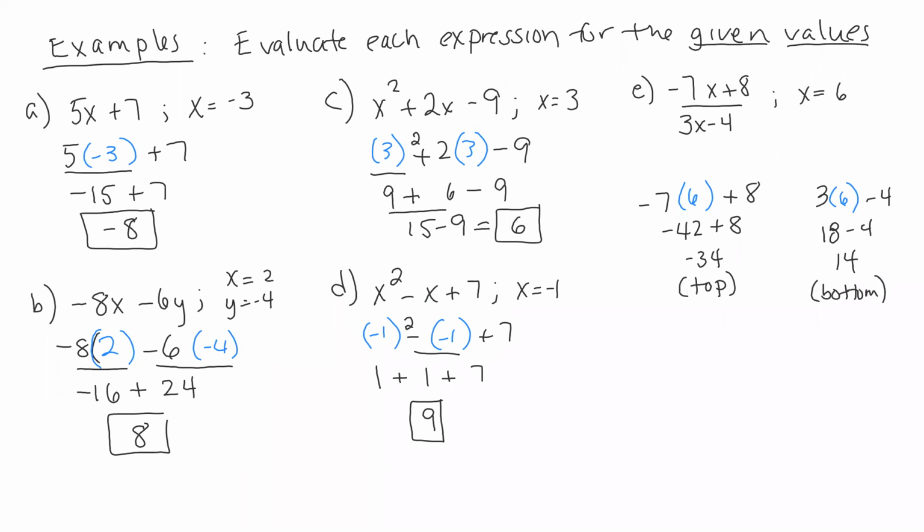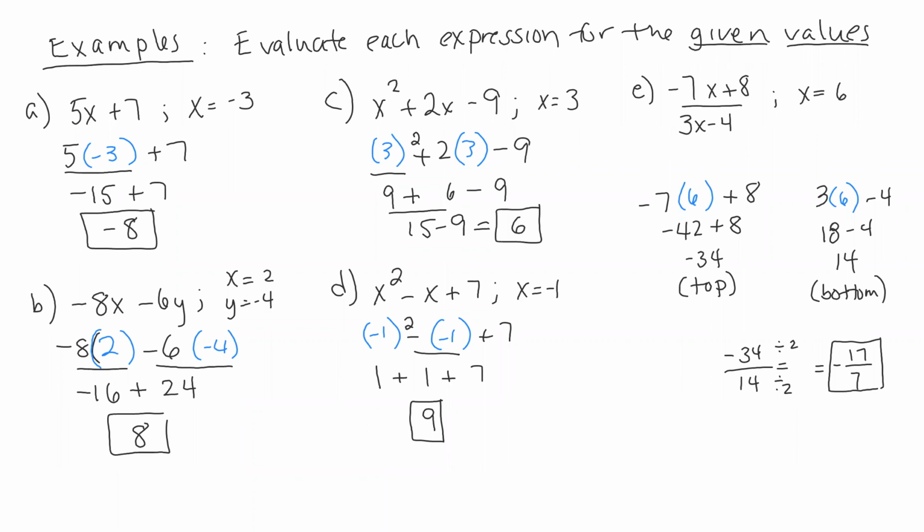So let's just plug them back into the top and the bottom. So now we have negative 34 over 14, and let's simplify and see how this works out. So let's see, negative 34 and 14, they at least have a 2 in common. So I would divide each of these by 2. And I end up getting negative 34 divided by 2 is what? Negative 17. And 14 divided by 2 is 7. So our final answer would be negative 17 sevenths.